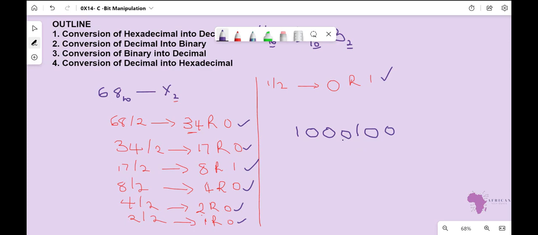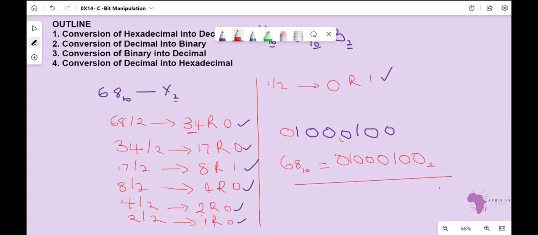So that is 1, 2, 3, 4, 5, 6, 7 digits, so we add another 0 here to make it a full binary in 8 bits. So we say that 68, which is of base 10, is equivalent to 0 1 0 0 0 1 0 0, which is of base 2. And that is the binary value.